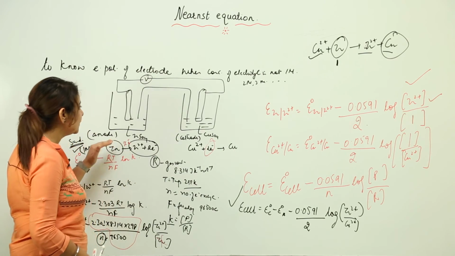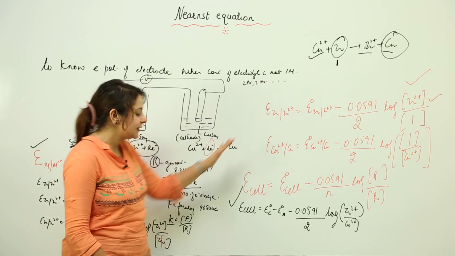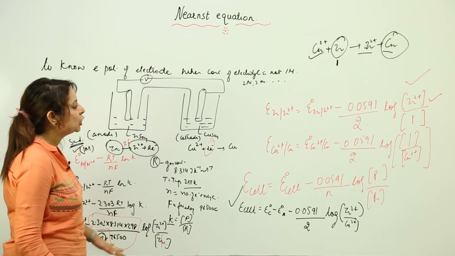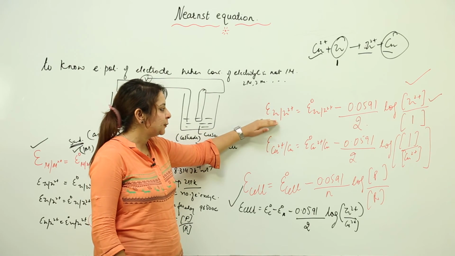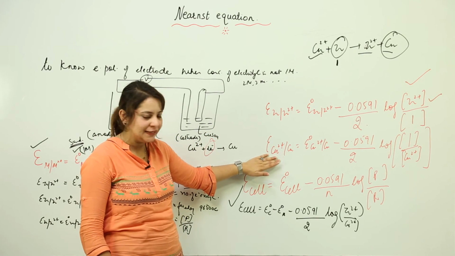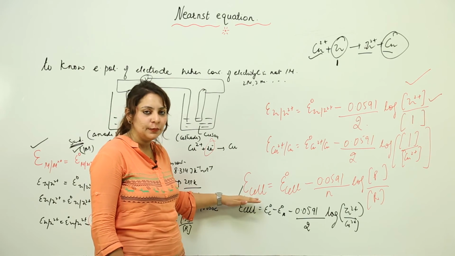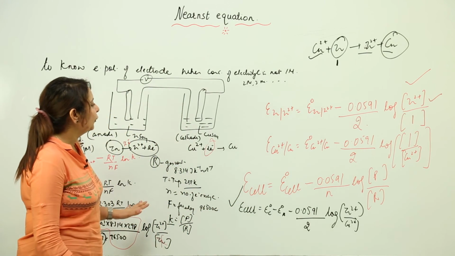Fourth, write the half cell expression, as I just derived it. You can also write it directly, as I told you in steps. Now as you know all this, you can write directly the same expression. So write the half cell expression for one beaker, the half cell expression for the other beaker, and then calculate the E cell by taking everything into consideration. So this is how you are going to do that.